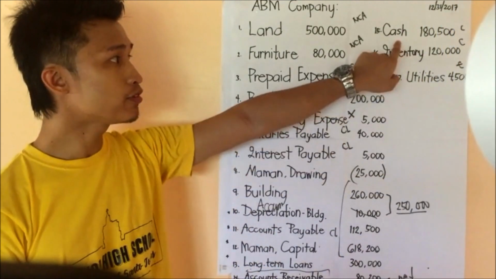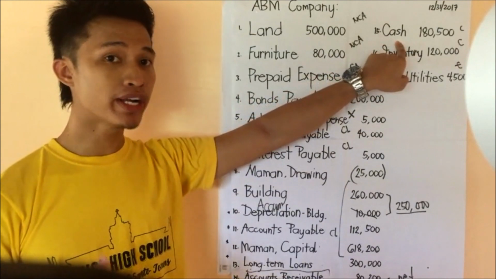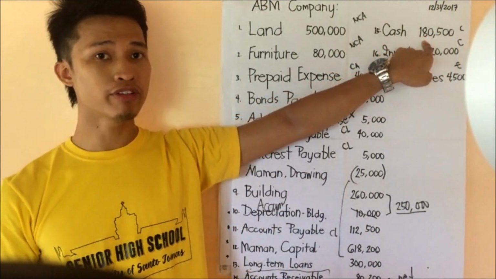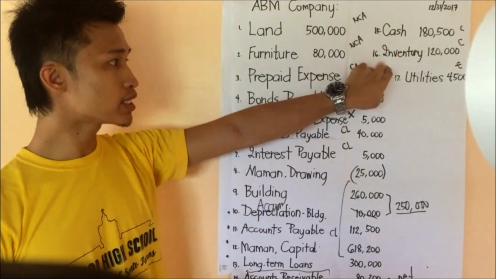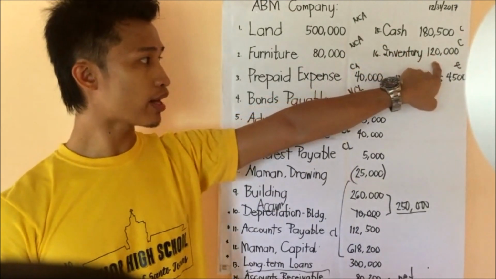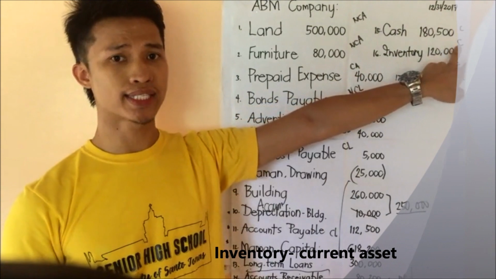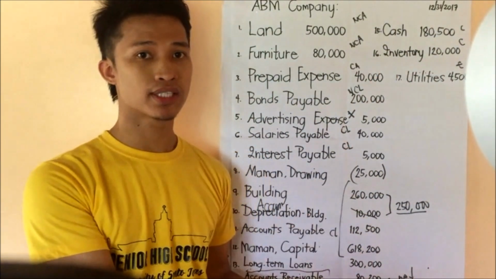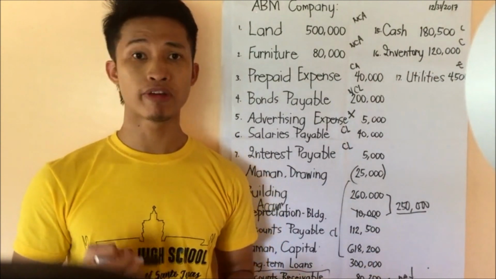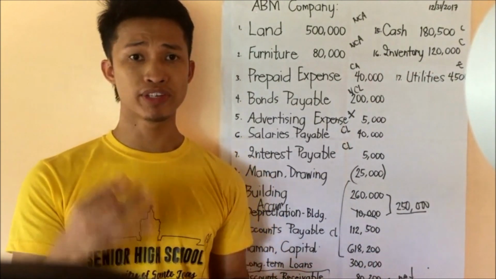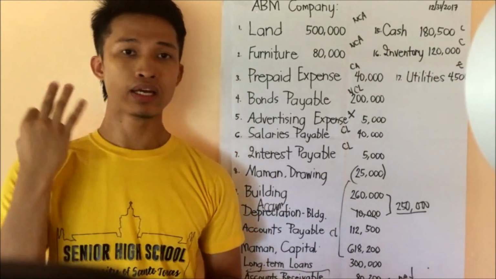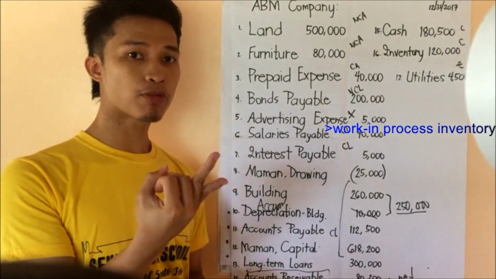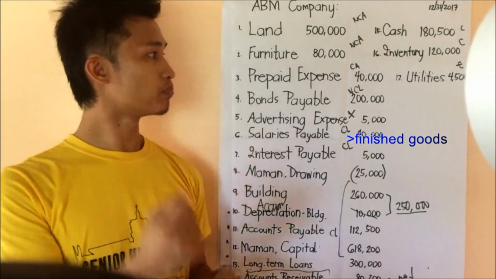Next, we have number 15, cash. Since it's already a cash, it's a current asset, 180,500. And number 16 is inventory, 120,000. So it's a current asset. Inventory, the goods that we sell in a merchandising business. But actually in manufacturing business, we have 3 types of inventory. These are the raw materials, work in process, and finished goods.